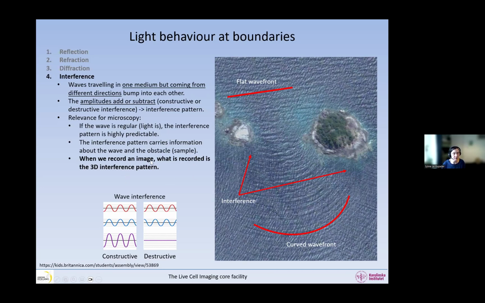So when we record an image in microscopy, what we record is actually the 3D interference pattern from all the diffraction events and all these waves bumping into each other in 3 dimensions. This is what we record. So anything that affects the interference pattern in our optical train, all the way from the light source, which in our case in fluorescence microscopy is the sample itself, the fluorophores, from the fluorophore all the way to the sensor, anything that affects the interference pattern will also affect the image.